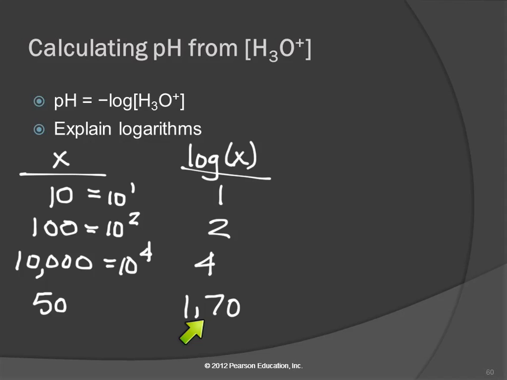So the log of 50 is between 1 and 2 because 50 is between 10 and 100. This means that 50 is equal to 10 raised to the power of 1.7. We don't often think of exponents as being non-integer numbers, but they can be. If we have a small number, like 0.001, that's the same as 10 to the minus 3, and the log of that is negative 3.